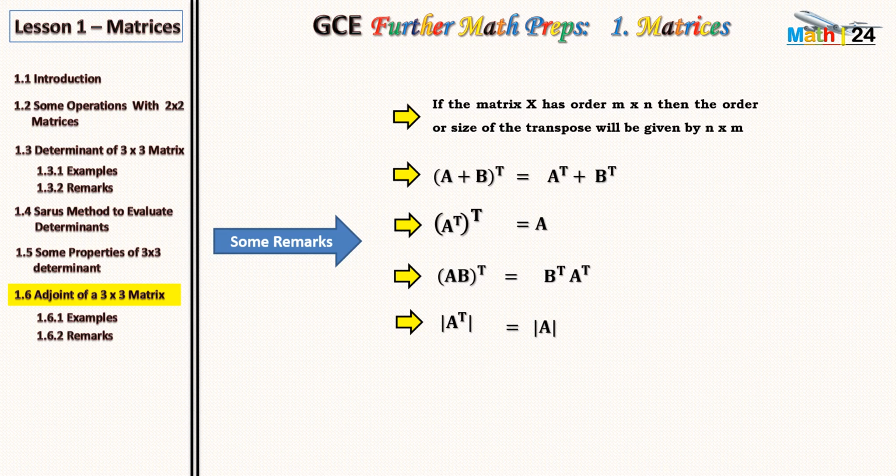The determinant of the transpose is the same as the determinant of the matrix. If A is a square and non-singular matrix, then the inverse of the transpose is equal to the transpose of the inverse.